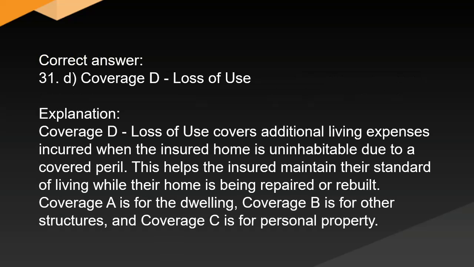Correct answer. D. Coverage D, loss of use. Explanation. Coverage D, loss of use, covers additional living expenses incurred when the insured home is uninhabitable due to a covered peril. This helps the insured maintain their standard of living while their home is being repaired or rebuilt. Coverage A is for the dwelling, coverage B is for other structures, and coverage C is for personal property.